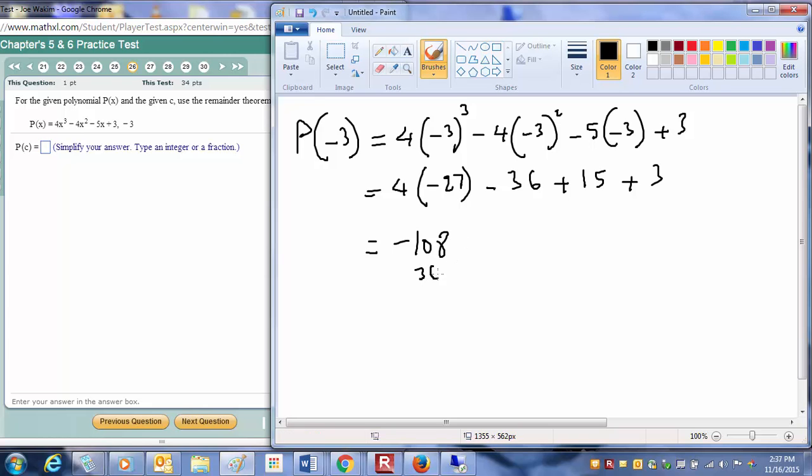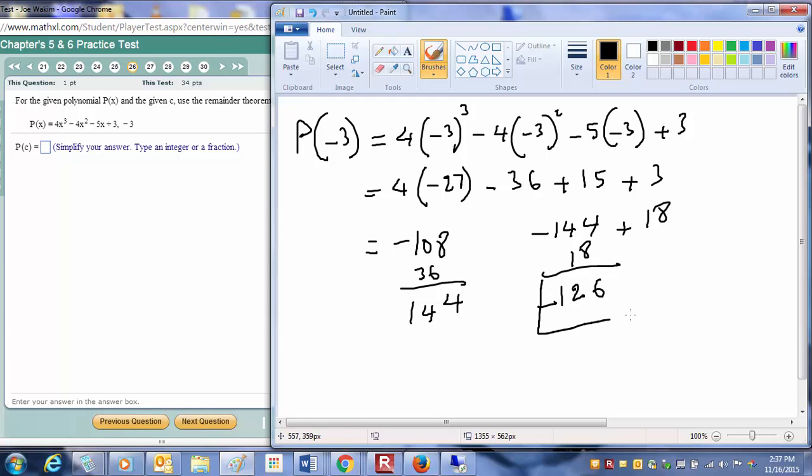Negative 36. Let's add them because they're both negative. 8 and 6, 14. Carry 1. 4. That's a negative 144. And then we're going to add 18 to it. So if you add 18, you're going to subtract this 18, 6, 2, 1, negative 126 is the final answer. So negative 126 is the final answer.